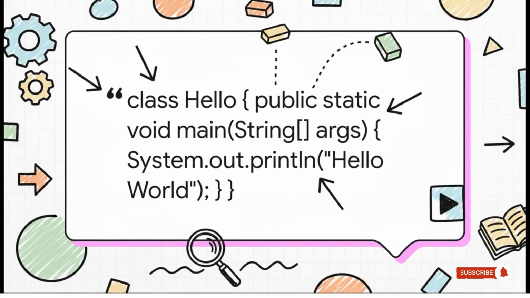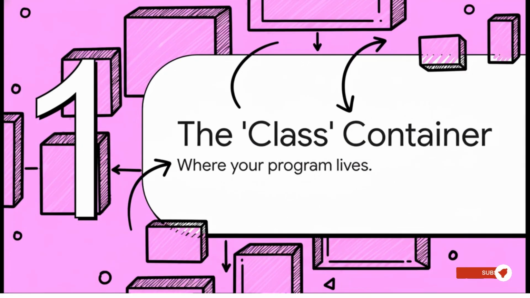Now, I know it might look a little weird with all these special words and brackets, but I promise, by the end of this, every single part of this is going to make complete sense. Let's start right at the top. Okay, first things first. The very first word you see in just about any Java program is class. You could think of this as the foundation, the big box that's going to hold everything else we write.